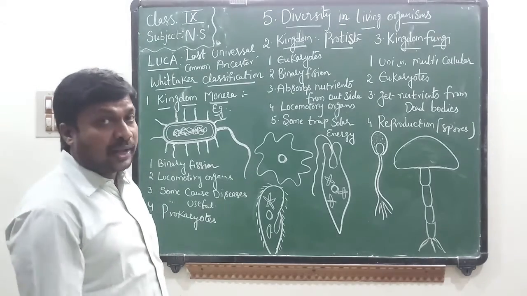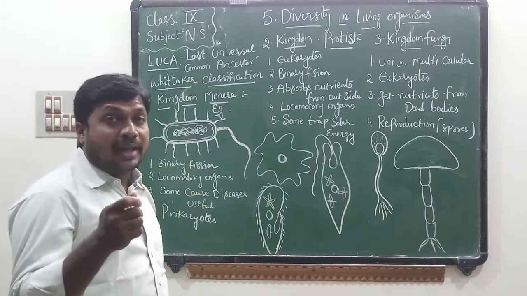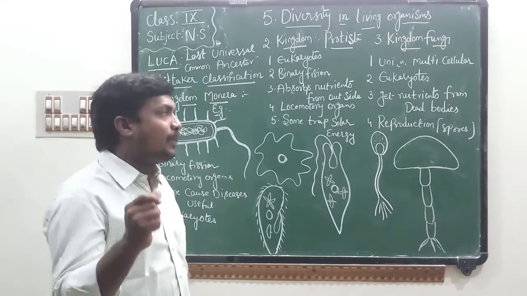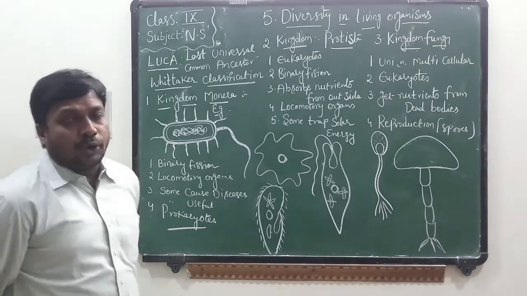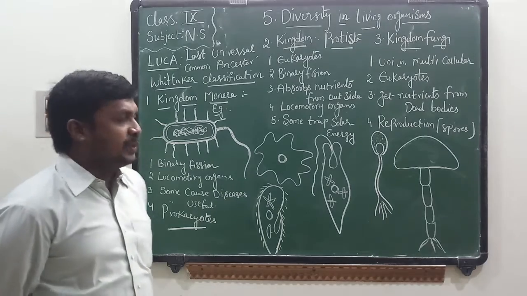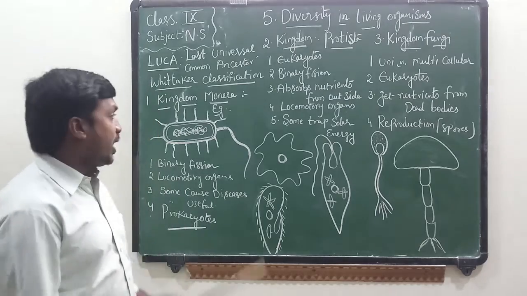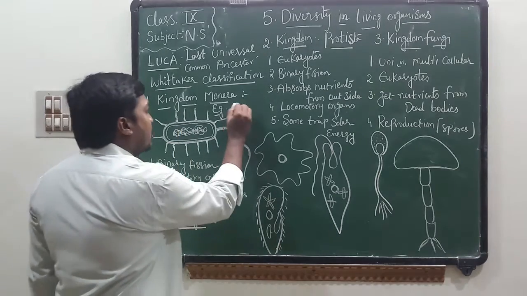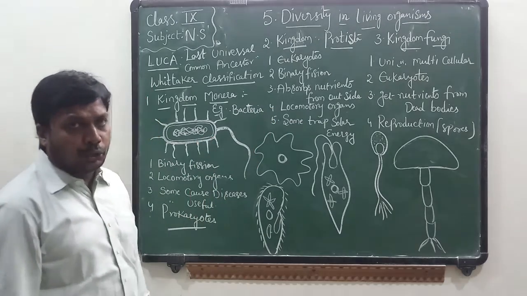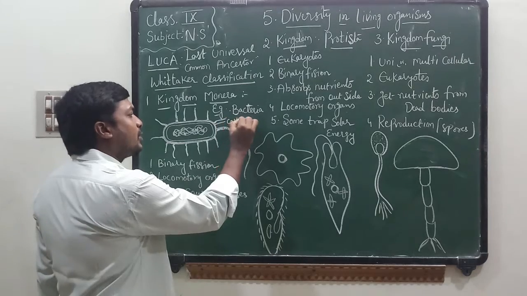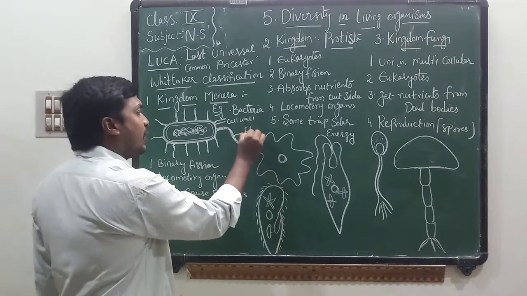Do you know, children? Monerans are very primitive microorganisms. They are the smallest microorganisms, which can be seen only with the help of a microscope. Monerans are prokaryotes. Prokaryotes means the organisms which do not have a nucleus. Example, bacteria. Bacteria are prokaryotes. They do not have a nucleus. They have a cell wall and a plasma membrane, and they can move with the help of flagella.